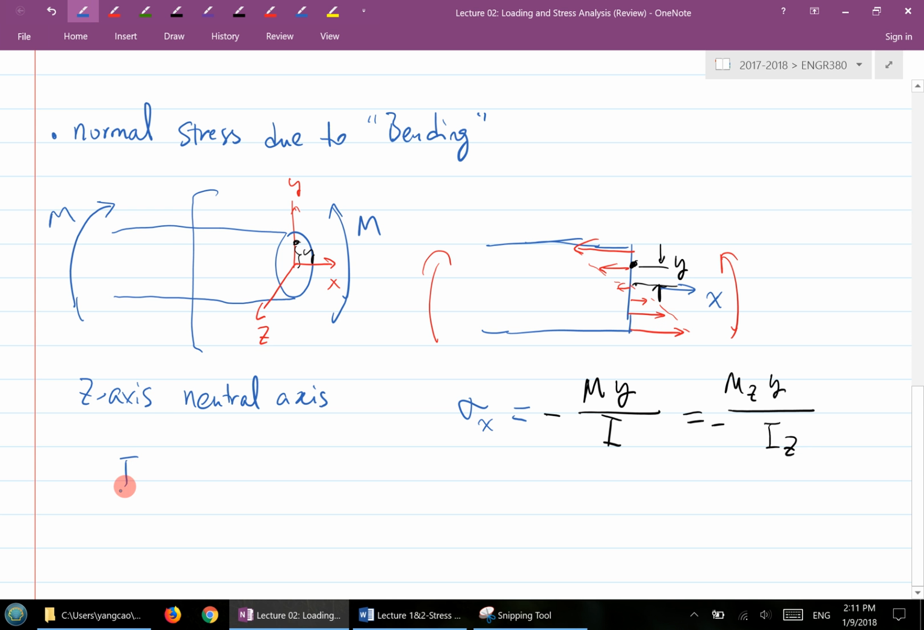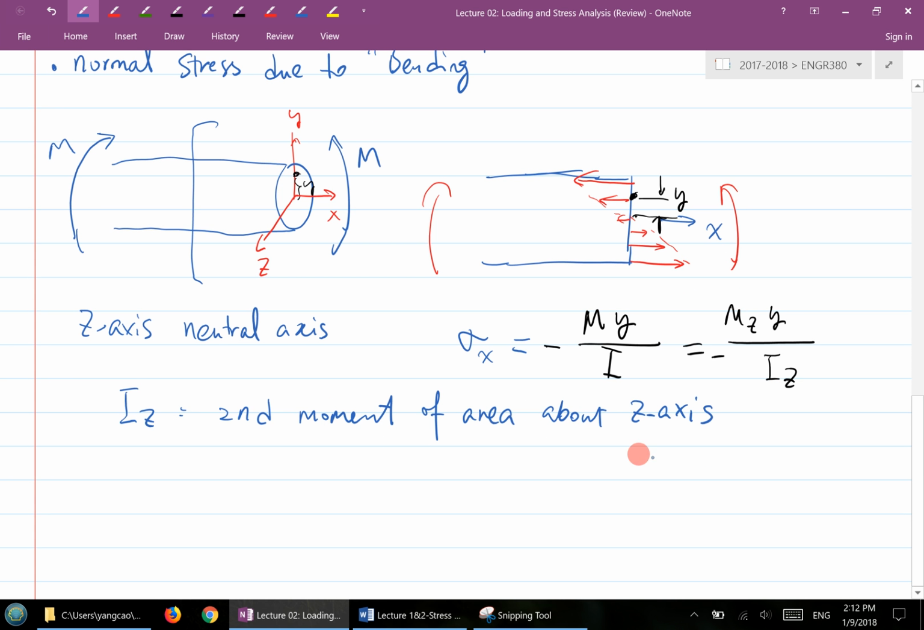This Iz is called the second moment of area about the z-axis. When you cut a cross section, it's about how hard it is to rotate that area about the z-axis. It's not a moment, it's a moment of inertia concept, but not for a 3D body; it's the moment of inertia for a cross-section area, and it's the second moment of area. Apparently there is also a first moment of area, and the polar moment of area is the next one. So this is your second moment of area, this Iz.